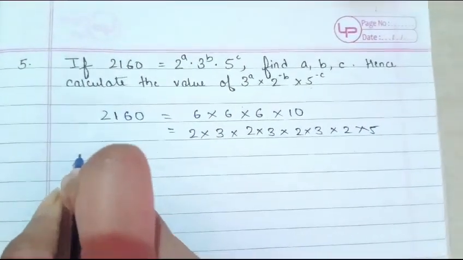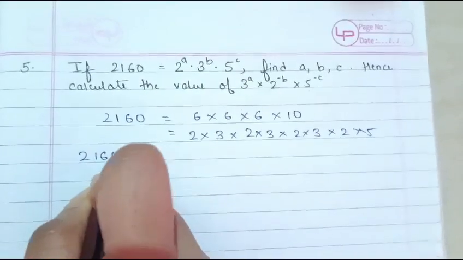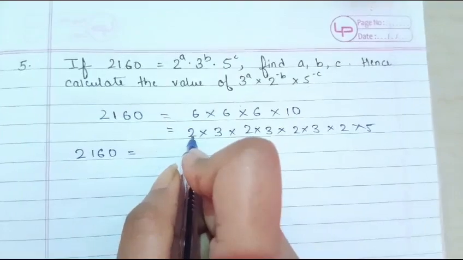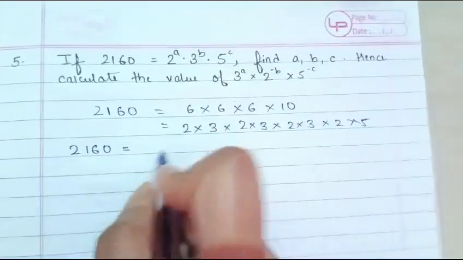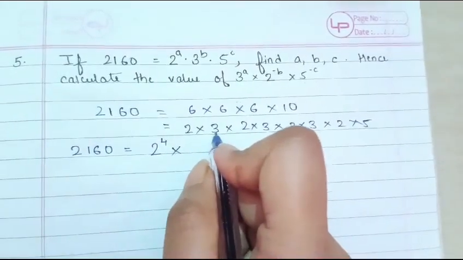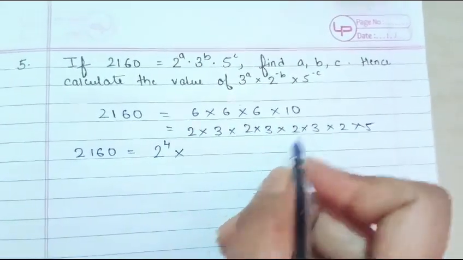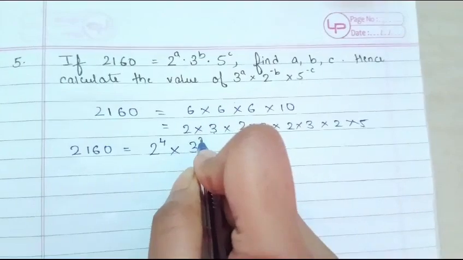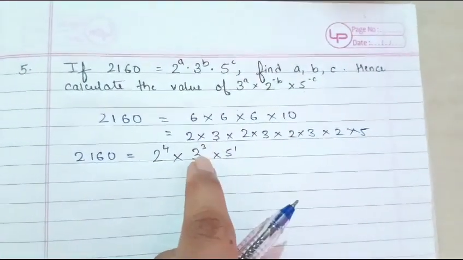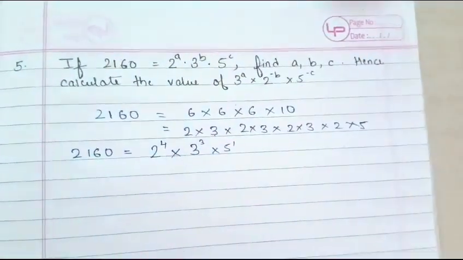So what do we get over here? 2160 is equal to, how many 2's are there? 1, 2, 3, 4. So 2 to the power 4 into, how many 3's are there? 1, 2, 3. And how many 5's? Only 1. So we have got the value in the form that was given in the question.